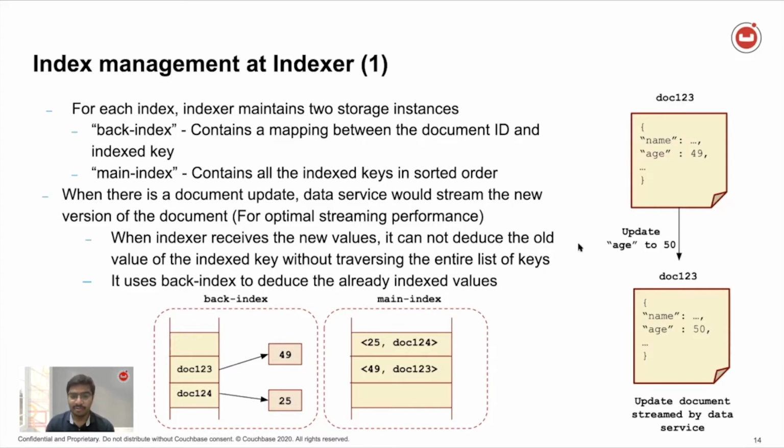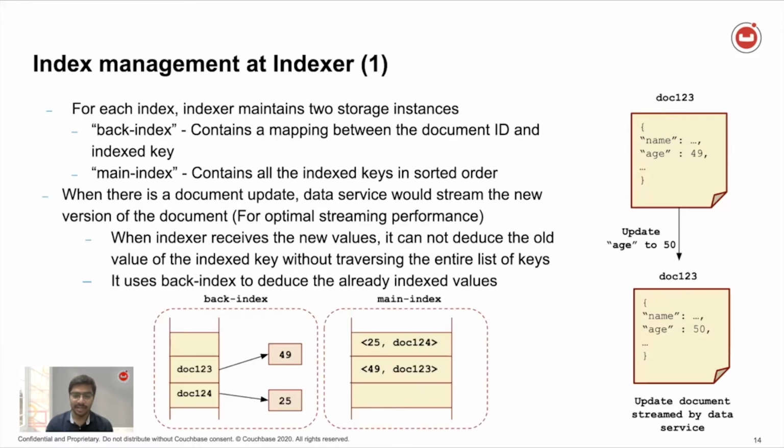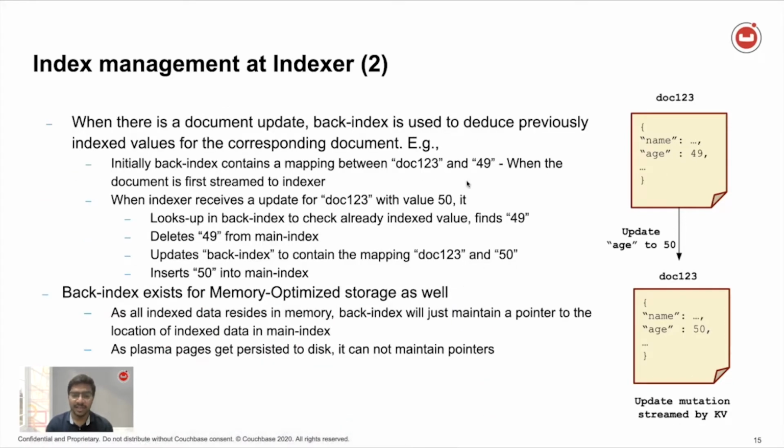When there is a document update, indexer uses back index to deduce the already indexed values. When a document is streamed to the index service, the indexer process would check if there is any indexed value for this document in the back index. It looks up in the back index map to see if there is any value that is already indexed for this document. If it doesn't find any, then it would insert this document into the back index storage. When a new version of the document is received, it would again look up the back index and then find the already indexed value for this document.